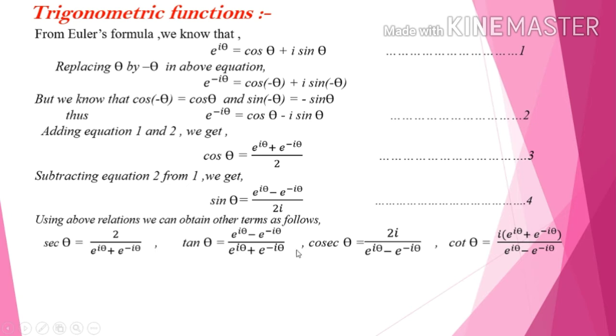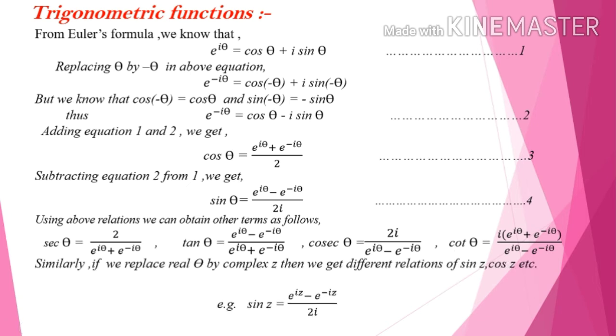Okay, the next is cosec theta, which is the inverse of sine, right? So the numerator becomes the denominator and the denominator becomes the numerator. So here cosec theta equals 2i divided by e raised to i theta minus e raised to minus i theta. In a similar manner, cot theta can be calculated like this.